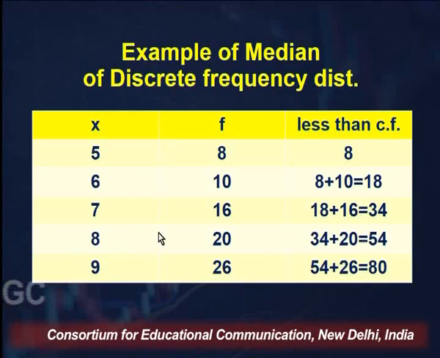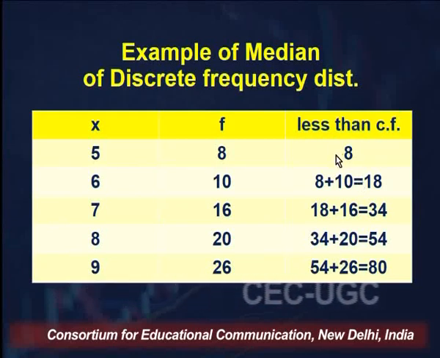So let us go through an example. Suppose I am given these 5 values of x: 5, 6, 7, 8, 9, and these are their corresponding frequencies. Mind you, these will always be given to you. Now how do I find the less than cumulative frequency? Cumulative, as the word suggests, you cumulate the frequencies, that means you add the frequencies. First you write the first cumulative frequency the same as the first frequency given, which is 8. Then you keep on adding the cumulative frequency with the next frequency. So 8 plus 10 is 18. Then 18 plus 16 is 34. Then 34 plus 20 is 54, then 54 plus 26 is 80.